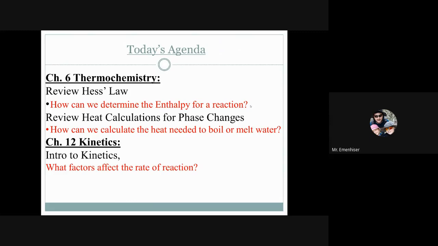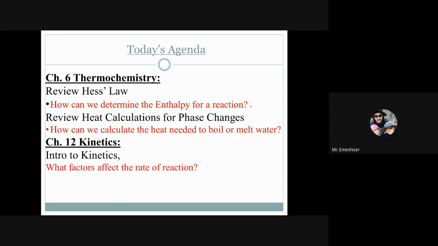We're going to review heat calculations for phase changes. The guiding question for this is how can we calculate the heat needed to boil or melt water? So if we have water at 100 degrees Celsius and we want to boil it, how much heat's required? Or if we have solid ice at 0 degrees Celsius and we want it to melt, how much energy do we need to put into it for it to melt?